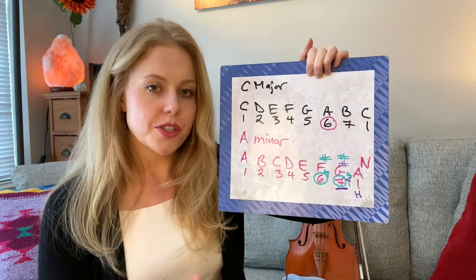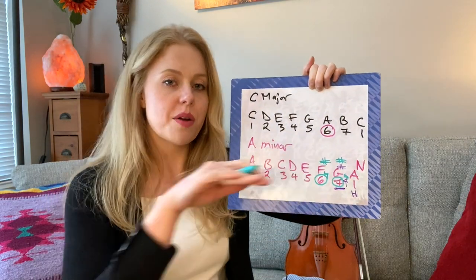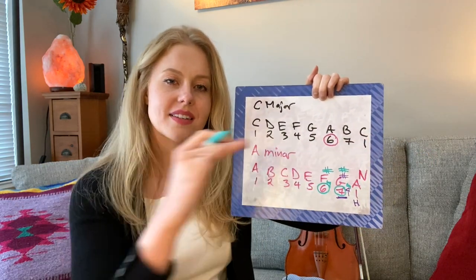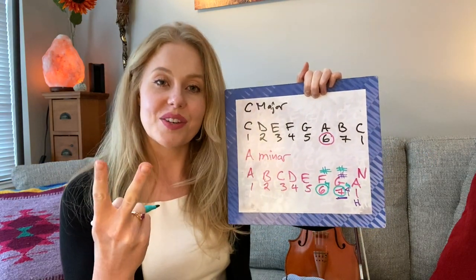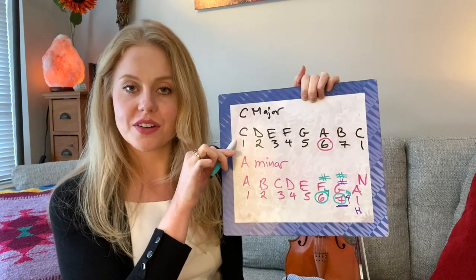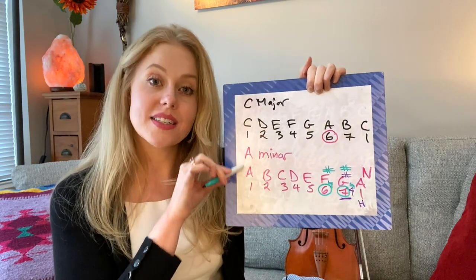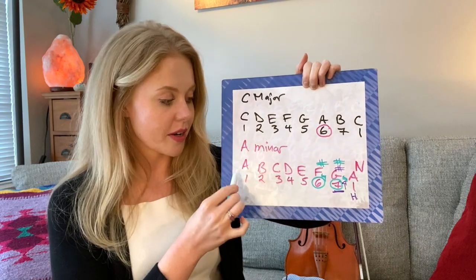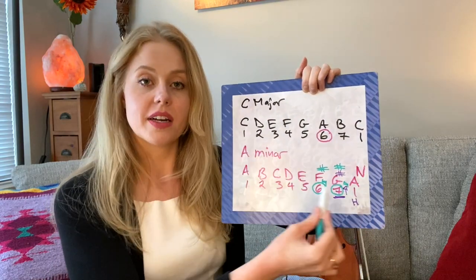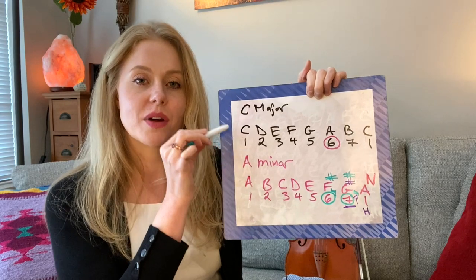Okay, so just to really quickly recap, today we're on the spectrum of no sharps and no flats. You have two potential keys that you could be in. You could be in C major, you could be in A minor. There's three kinds of minor scales though. The first one is the natural minor and it has the exact same key signature as its relative major.